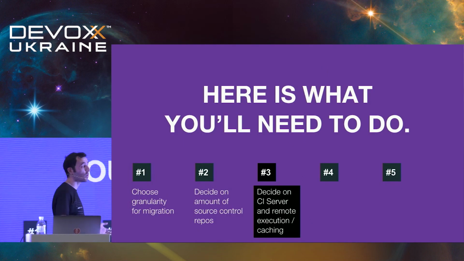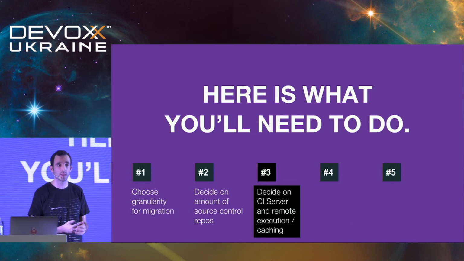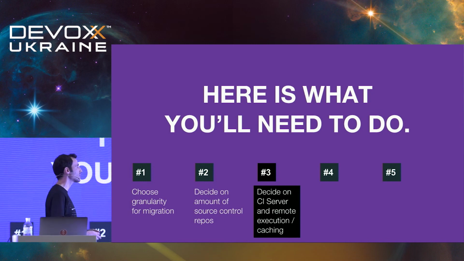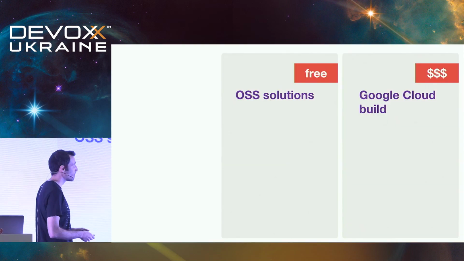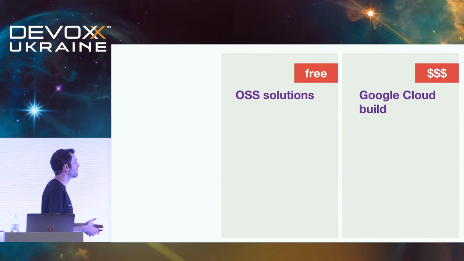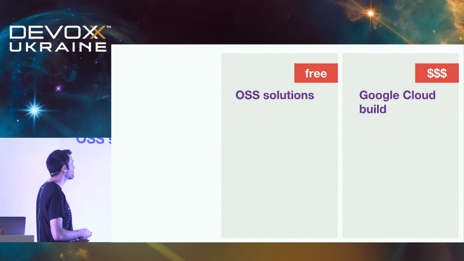Okay, so the third thing you want to think about is which CI server you want to run Bazel on, and which remote execution solution to use. So on the one end of the scale, we have open source solutions. On the other hand, you have Google Cloud Build, which is, of course, a commercial tool, commercial system.